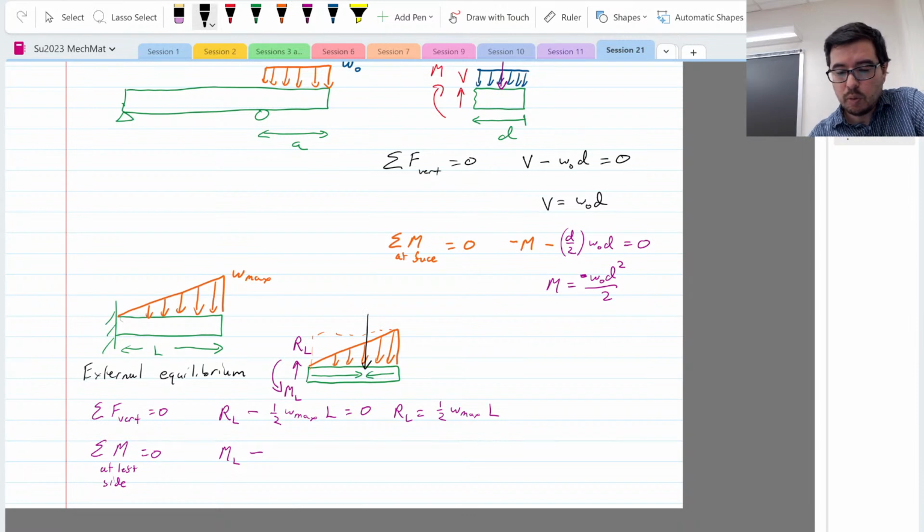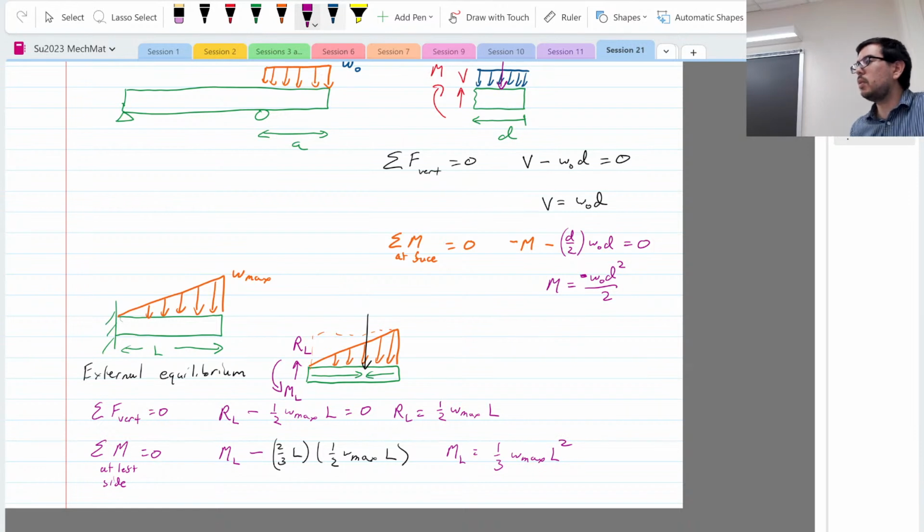Okay, so it's going to be 2/3 L. And what's the effective force? 1/2. Like that. Okay, so that means that ML is going to be 1/3 W max L squared. Okay, and so that's just doing the external equilibrium. Now we want to do the internal equilibrium.